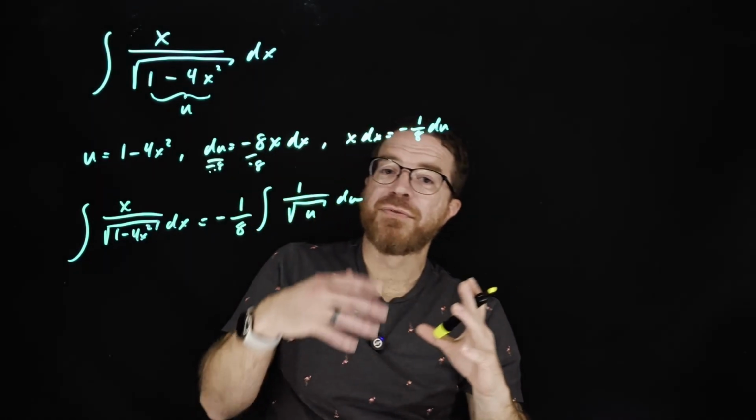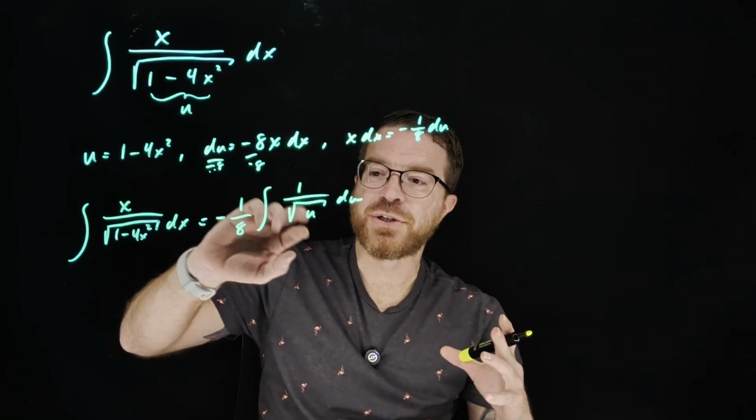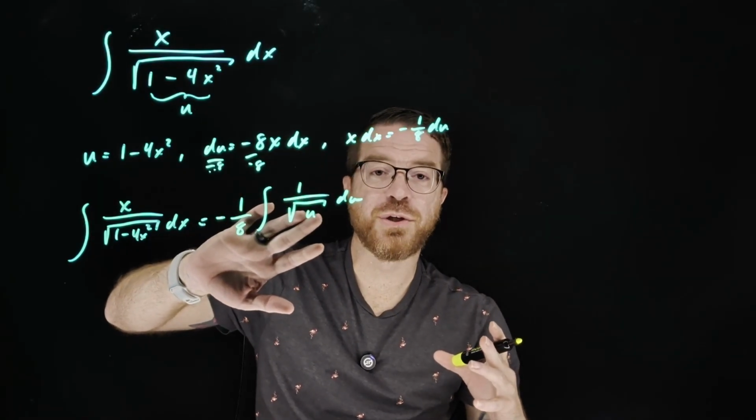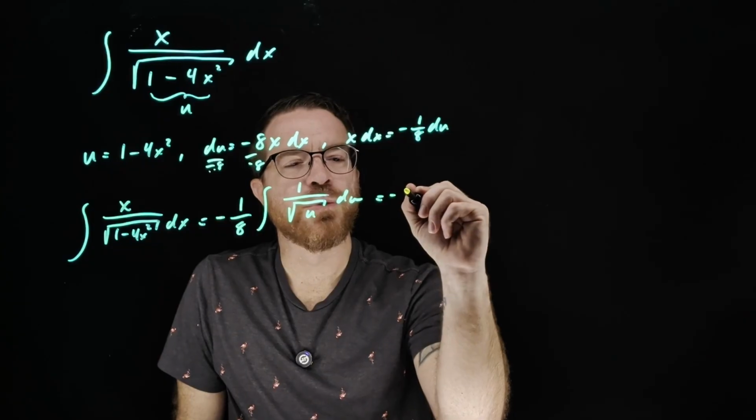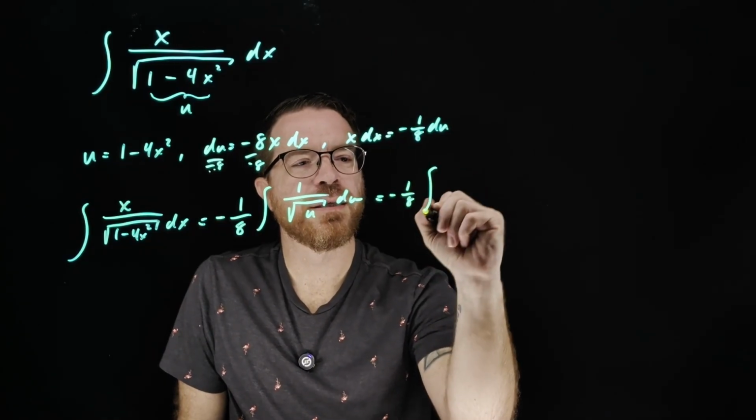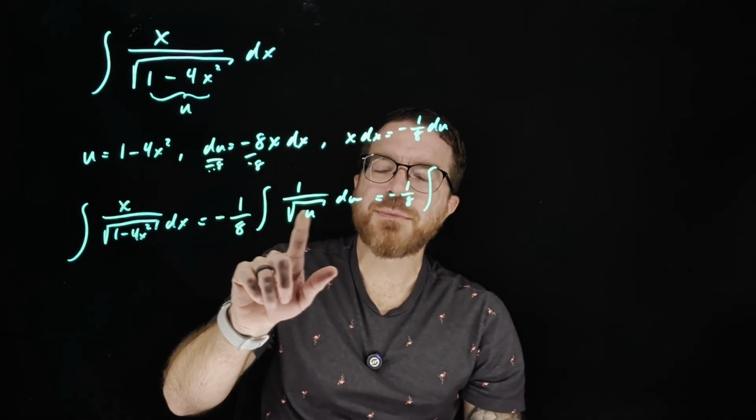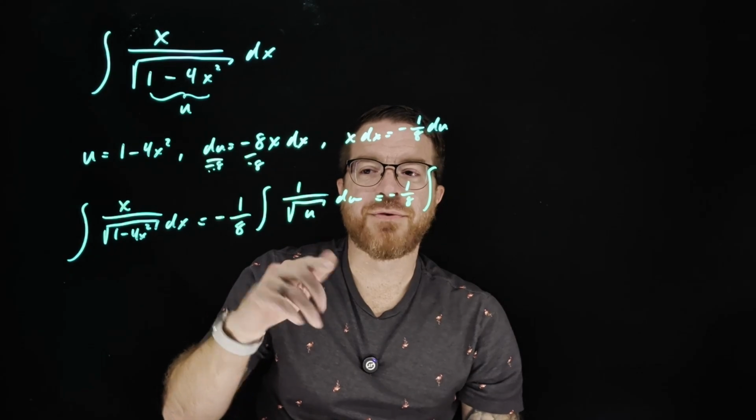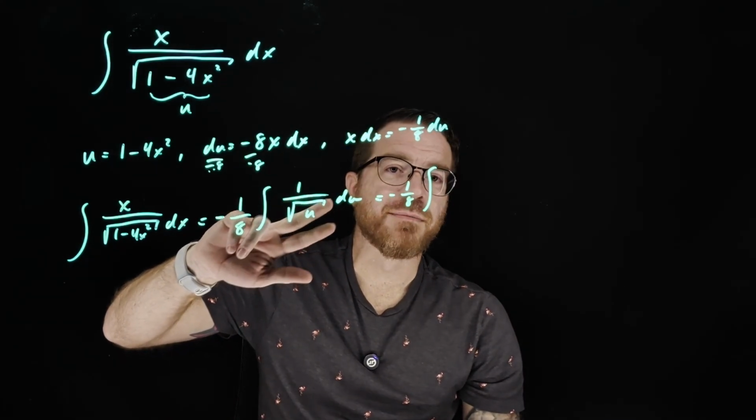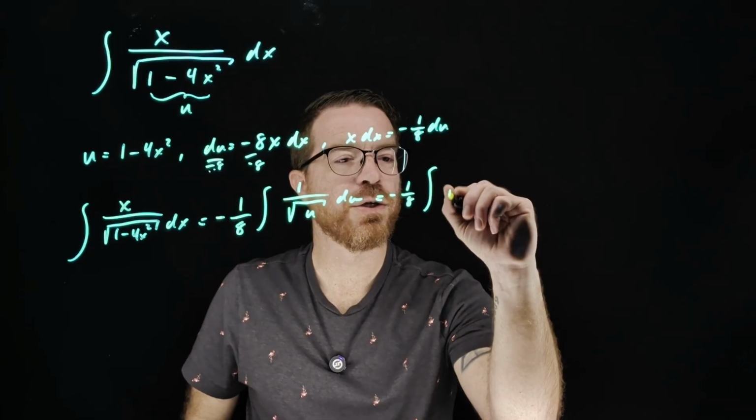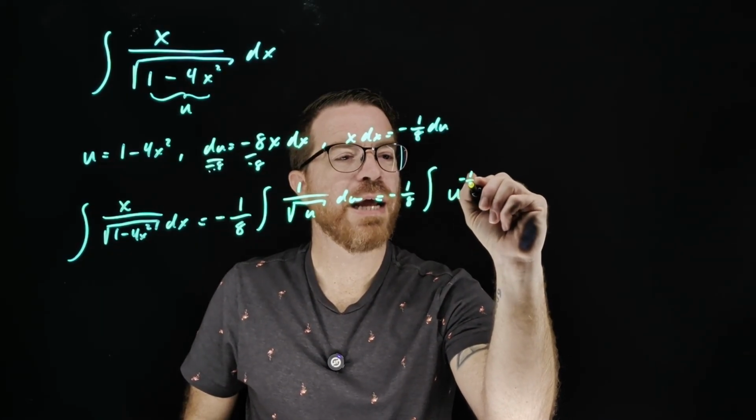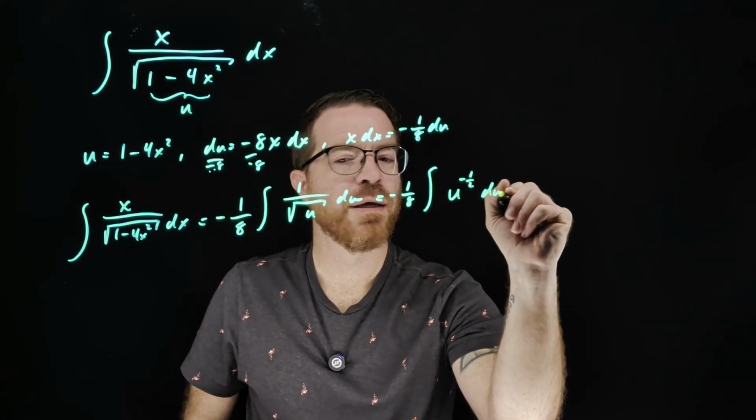Now, if we want to actually figure out what this is, we're first going to rearrange this 1 over square root of u in terms of a power. So this is going to be equal to minus 1/8 the integral. Square root of u is u to the 1/2. But putting it in the denominator, this becomes a negative power if we want to put it back in the numerator. So this is going to be u to the negative 1/2 power du.